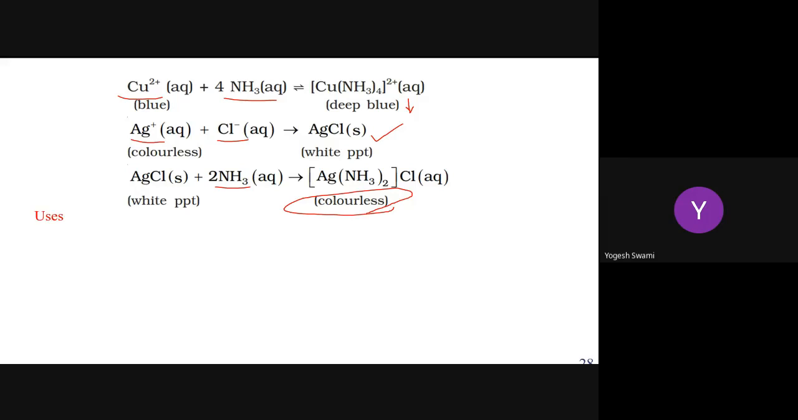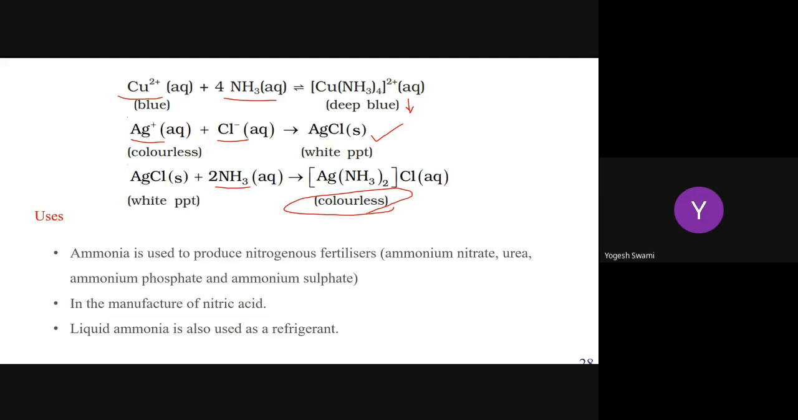Uses of ammonia. Ammonia is used to produce fertilizers like ammonium nitrate, urea, ammonium phosphate, ammonium sulfate. It is also used in the manufacturing of nitric acid, HNO3. Liquid ammonia is used as a refrigerant because its boiling point is very low.